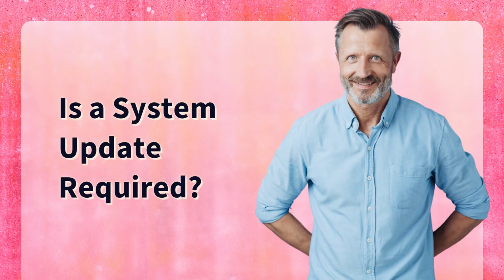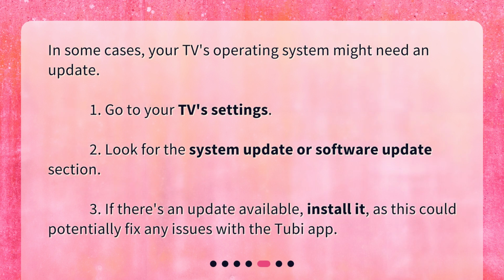Is a system update required? In some cases, your TV's operating system might need an update. 1. Go to your TV settings. 2. Look for the System Update or Software Update section. 3. If there's an update available, install it, as this could potentially fix any issues with the Tubi app.